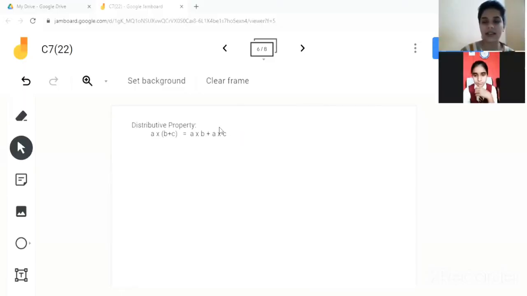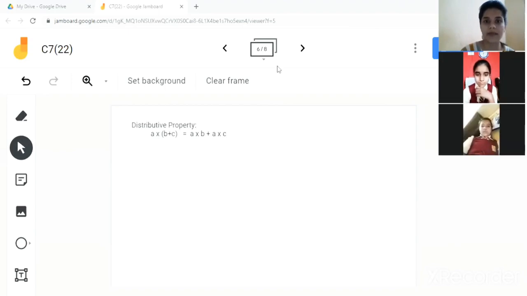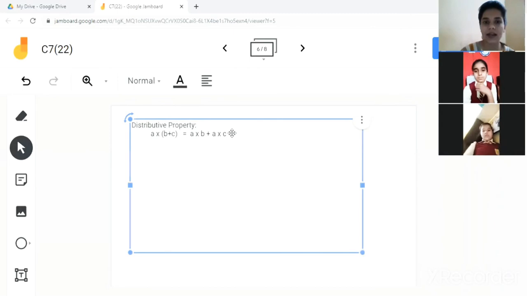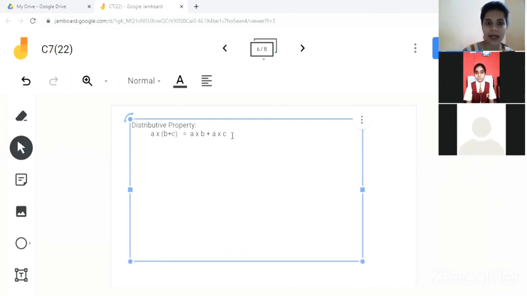Good morning, children. In today's class, we will study distributive property. Distributive property means if we are adding two numbers first, then multiplying with the third number, or if we are multiplying separately and adding after that, this property is the distributive property.